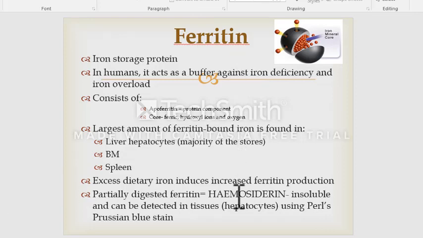Ferritin is an easily available form of iron. If the body needs iron, this ferritin is readily available. Another important property of this ferritin is that there is a balance between serum ferritin and storage iron. So this ferritin is nowadays used for the diagnosis of iron deficiency anemia due to its balance property.